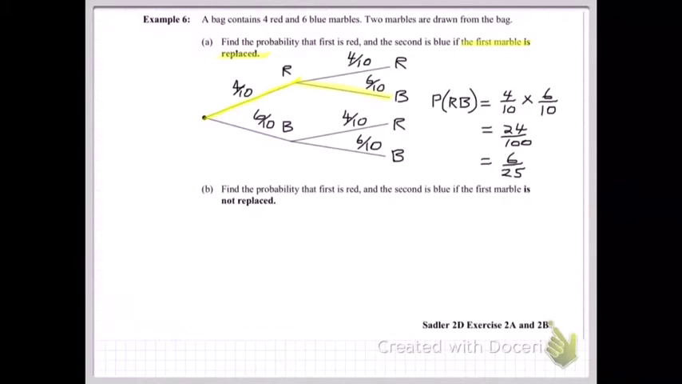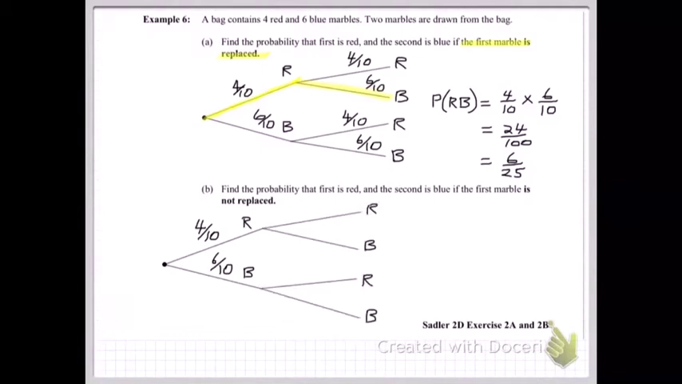In B, we change the scenario. We start the same way for the first draw, but now we're not replacing the marble. There's still 2 possibilities, but now the probabilities are different because instead of 10 marbles in the bag, there's only 9. So if we drew a red to begin with, we no longer have 4 left, there's only 3 left, and there's only 9 marbles in total.